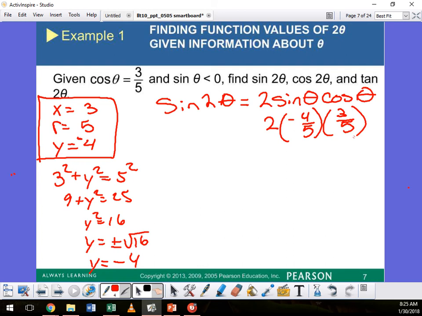There we go. Okay. So how do we multiply fractions? Straight across. So what's on the bottom of this 2? There's a 1. It's over a 1. It's implied. Okay? So on top, I'm going to come up with what? Negative 24 over 25. And so for this one, this is going to be my sine 2 theta.